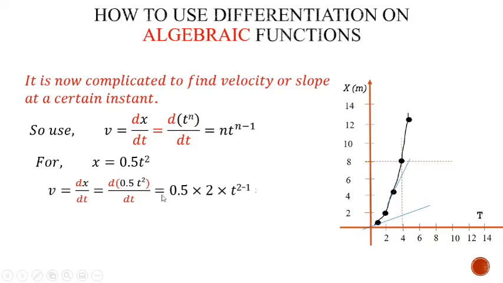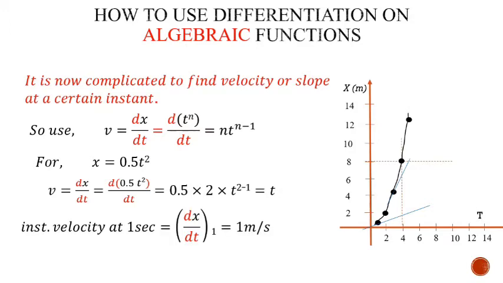Here you can see 0.5 stays as it is, multiplied by 2, that is the existing power, and multiplied by t raised to 2 minus 1, because we need to reduce the power by 1. If you solve this, 0.5 multiplied by 2 is equal to 1, and t raised to 2 minus 1 is equal to t. So ultimately the velocity is equal to t.